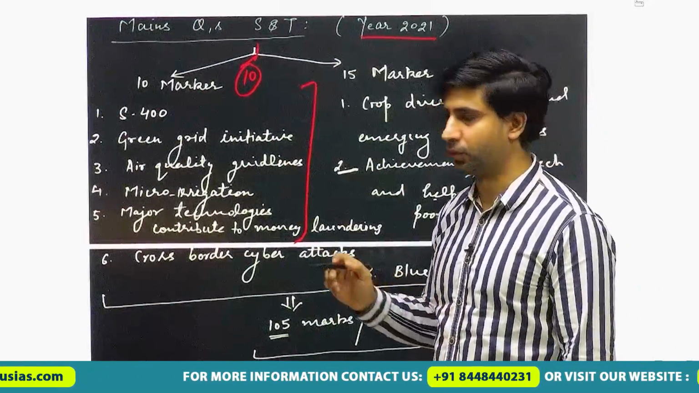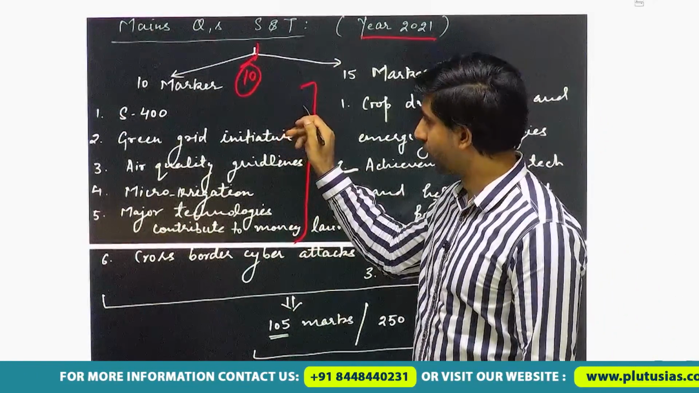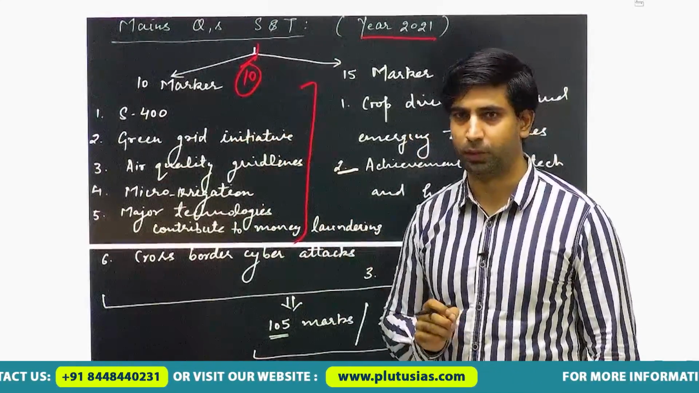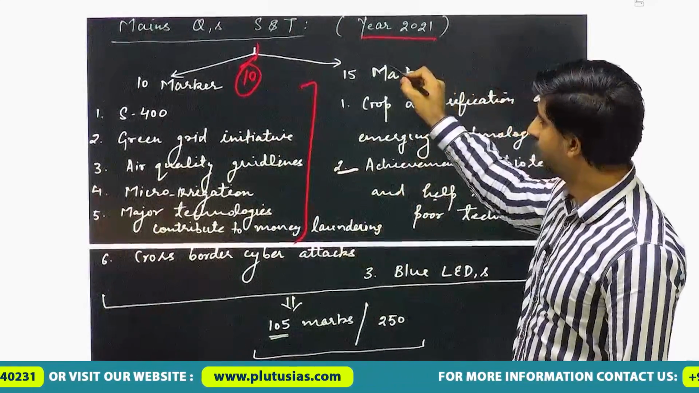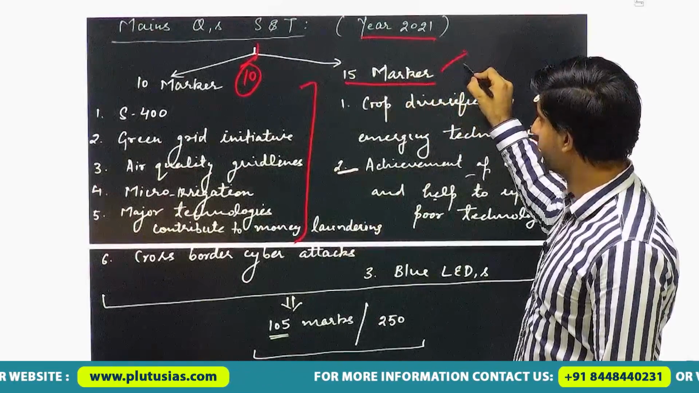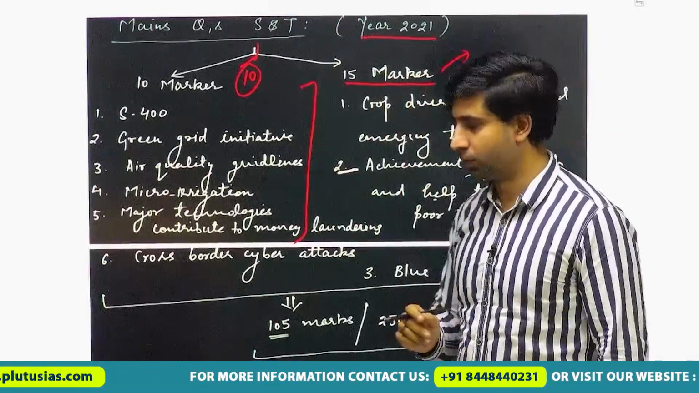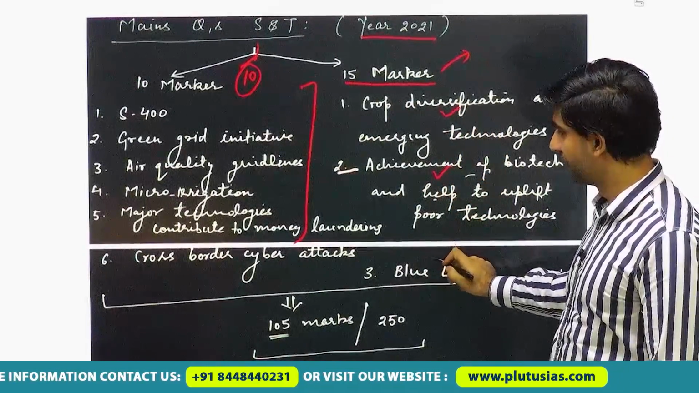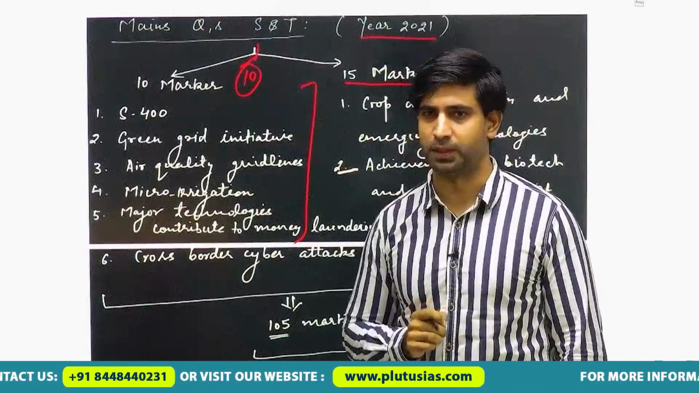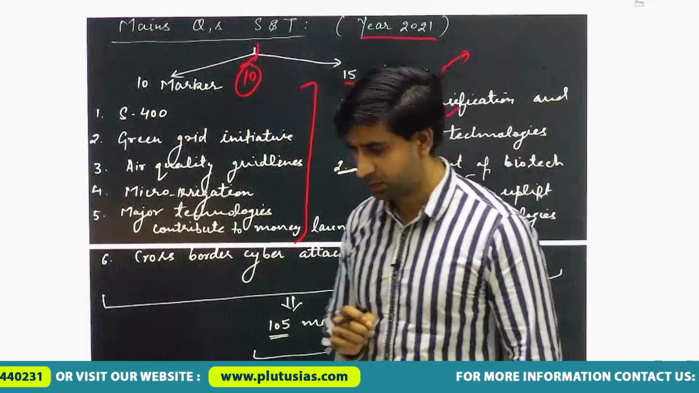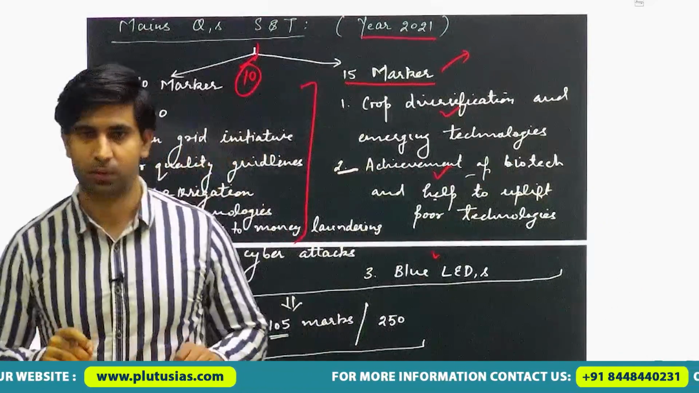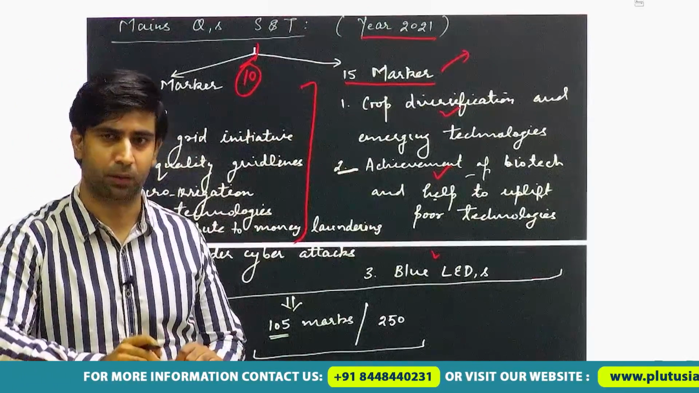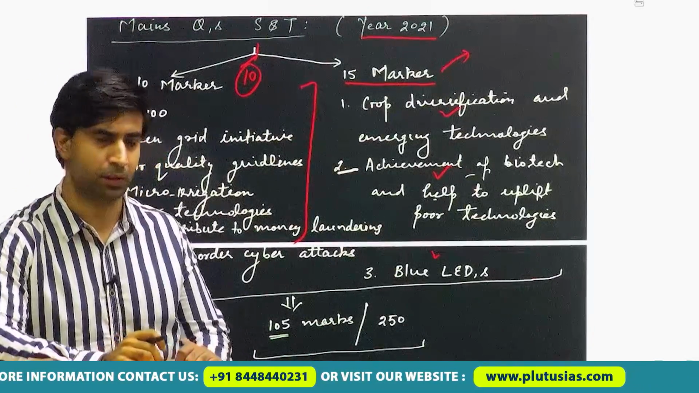Among the 10 marker questions, UPSC asked about 6 questions from the science and technology part, and when it comes to the second part, 15 marker questions, UPSC has asked 3 questions. And if you look at the nature of these questions, they are very specific. These cannot be answered by superficial knowledge. So it requires a thorough understanding about science and technology and various concepts related with these topics.